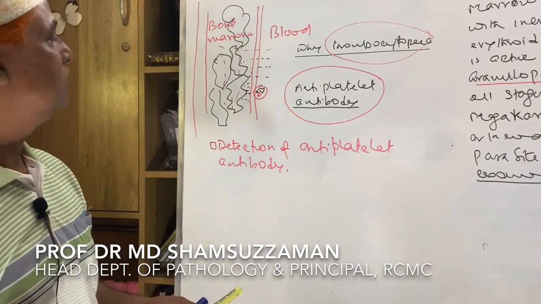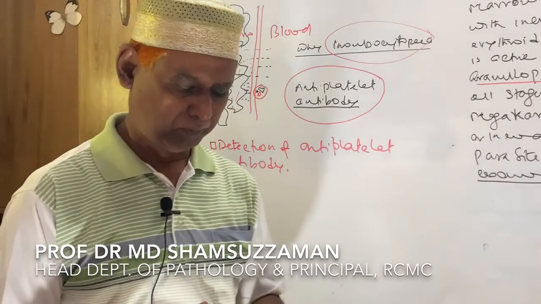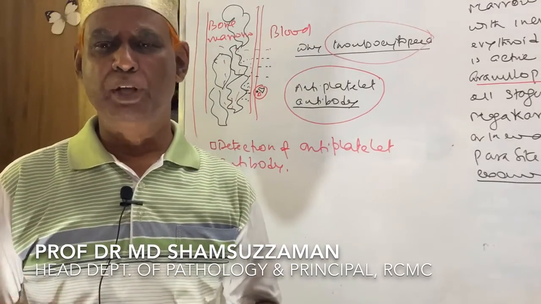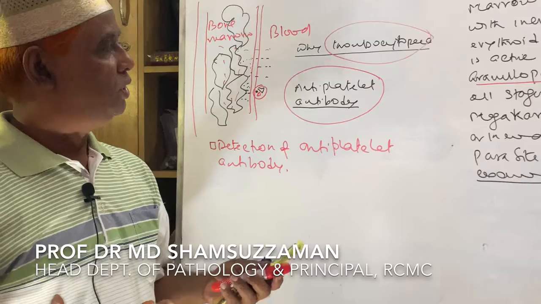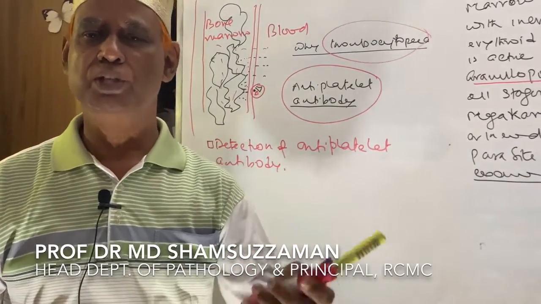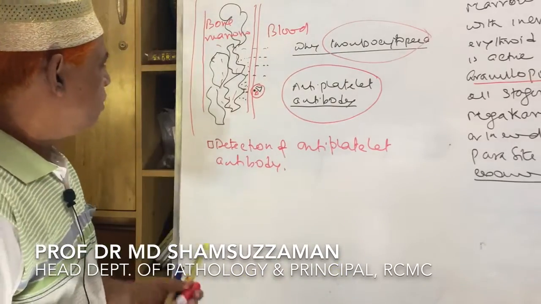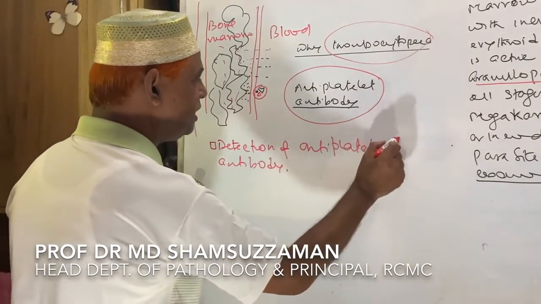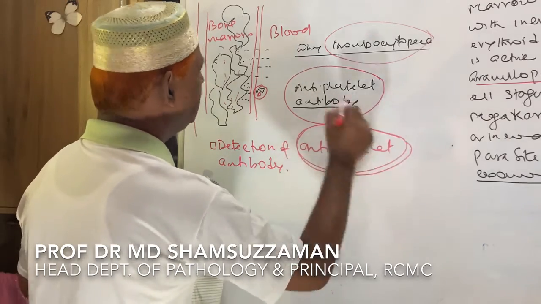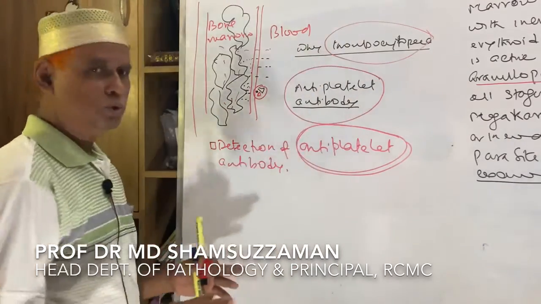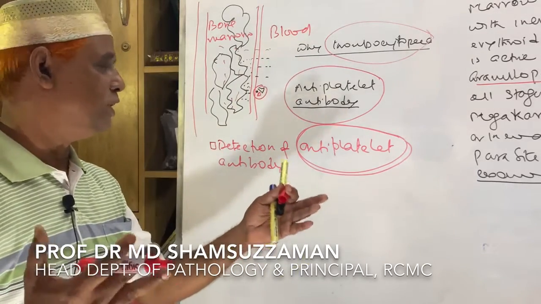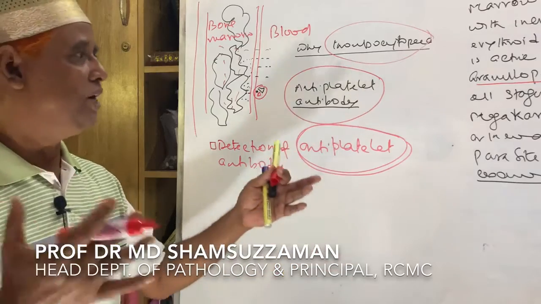Dear students, there is another question: why is it called ITP? Why is it called idiopathic? The answer is like this: the cause of such type of thrombocytopenia is not known, so it is called ITP. But we know there is production of anti-platelet antibody, and this anti-platelet antibody is associated with the thrombocytopenia. So now the cause is known. What is the cause? Production of anti-platelet antibody is the cause of ITP.